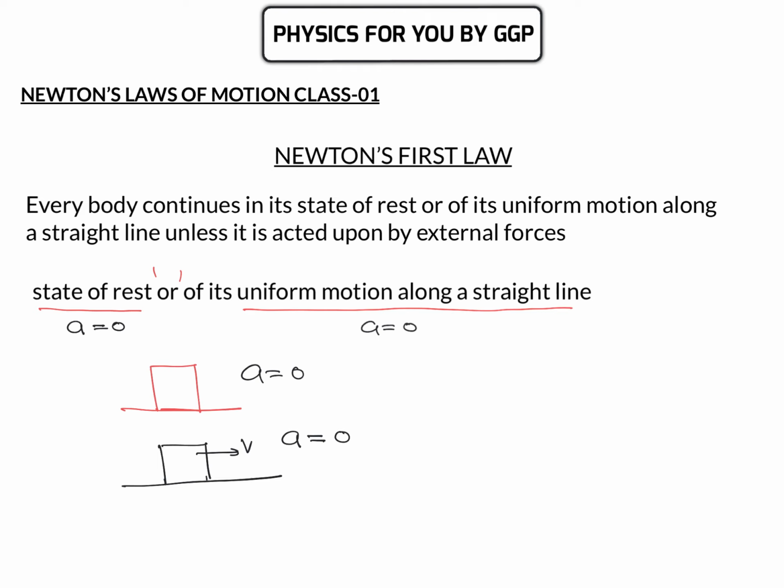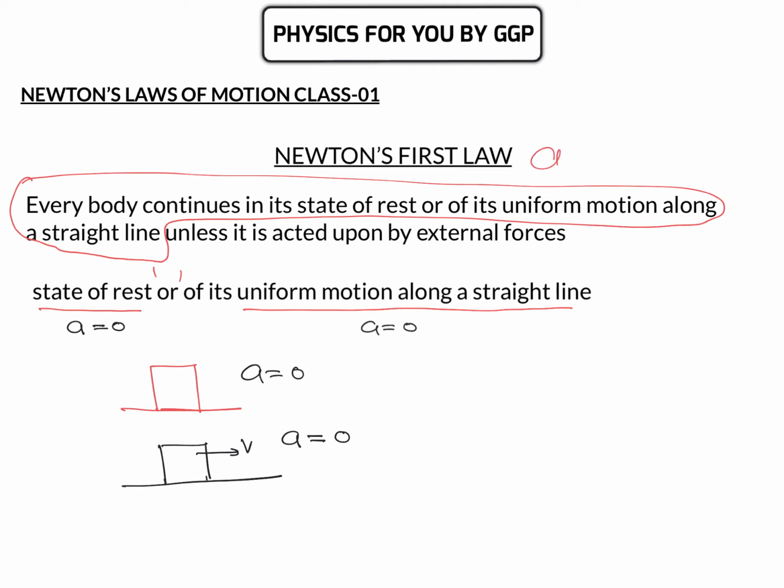So remember that the statement "state of rest or uniform motion along a straight line" represents that the particle's acceleration is 0. So the meaning of the statement, body continues in a state of rest or uniform motion along a straight line, is nothing but the acceleration of the particle is equal to 0. Now in the second statement they are giving the condition for it: unless it is acted upon by an external force.